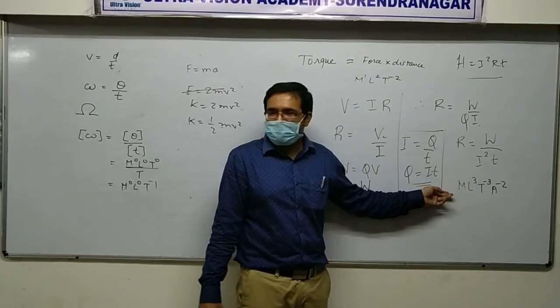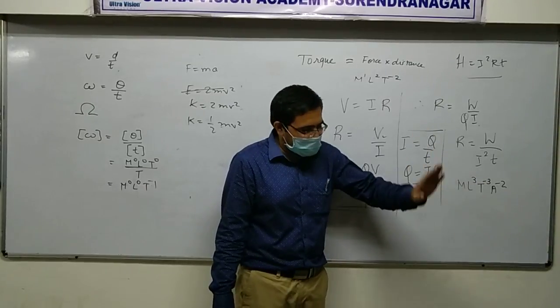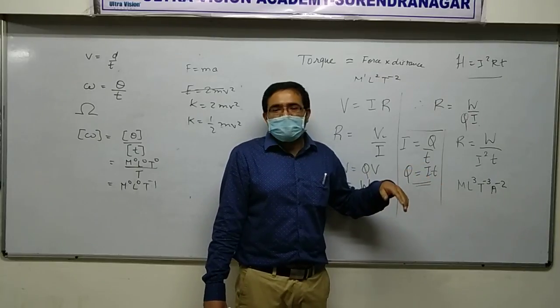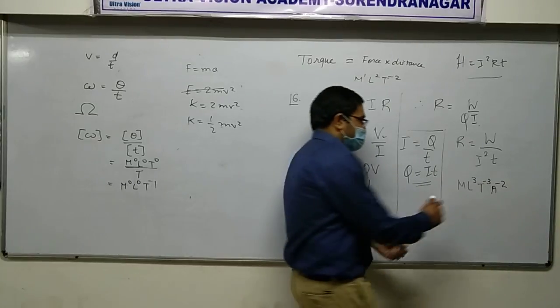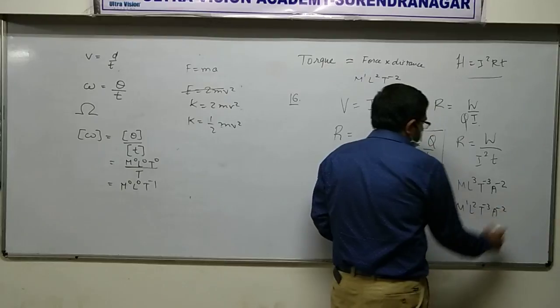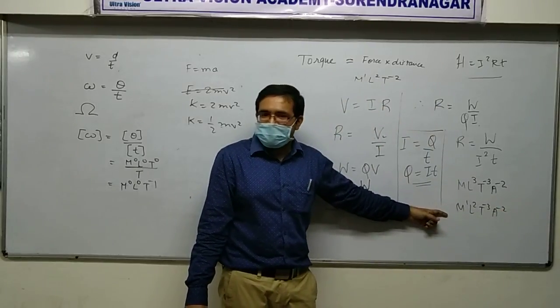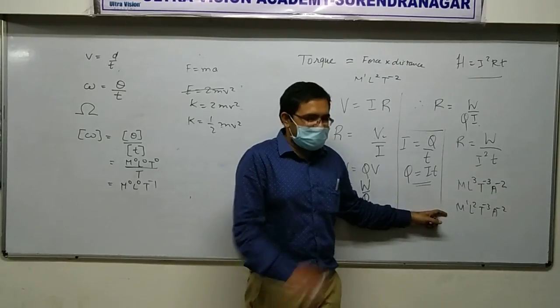Who gets this answer? Everybody got that answer? Sit down. No problem. Let's see. Doesn't mean you are wrong. We still don't know. Others? M raised to 1, L raised to 4, T raised to minus 3, and A raised to minus 2. Option B. So it is saying B. Who gets this answer? Okay, very good. Right. Sit down.